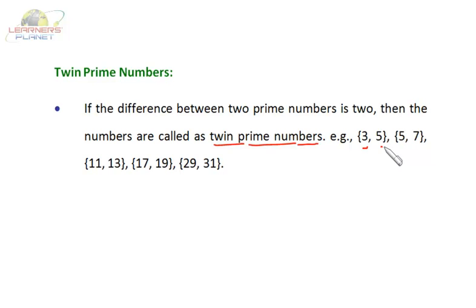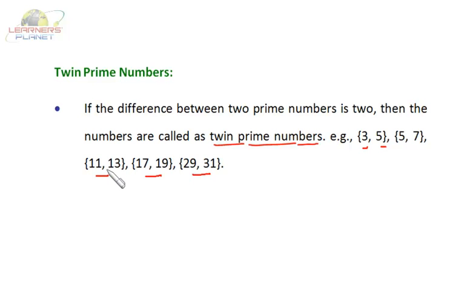Here 3 and 5, both of them are prime numbers, and the difference between them is 2. So 3 and 5 is known as a set of twin prime numbers. Or we can say 5 and 7, the difference between these two prime numbers is 2, so these are also twin prime numbers. Similarly 11 and 13, 17 and 19, 29 and 31. In all of these cases, both the numbers are prime and the difference between them is 2. So I hope you are clear with the definition of co-prime numbers and twin prime numbers.